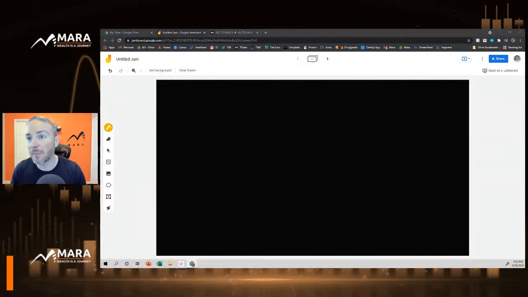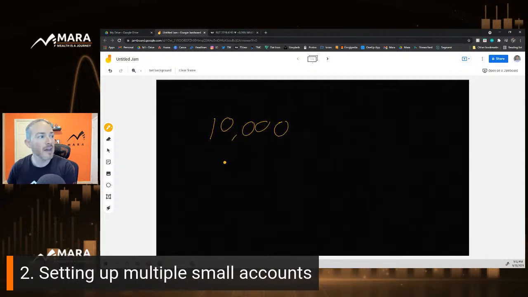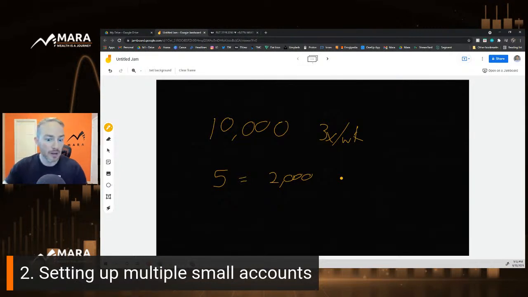Next up was setting up multiple accounts. When you were setting up multiple accounts, if let's say you have $10,000 and you wanted to day trade 3 times per week, then what you would do is take that 10,000, divide it by 5, have 5 $2,000 accounts and trade in each of them, and then you're just rotating around each of those, and you wouldn't get hit by PDT.